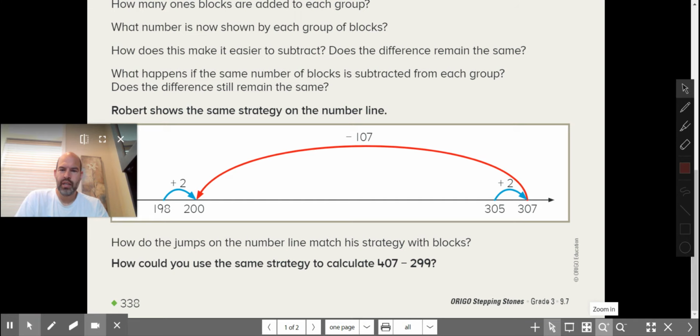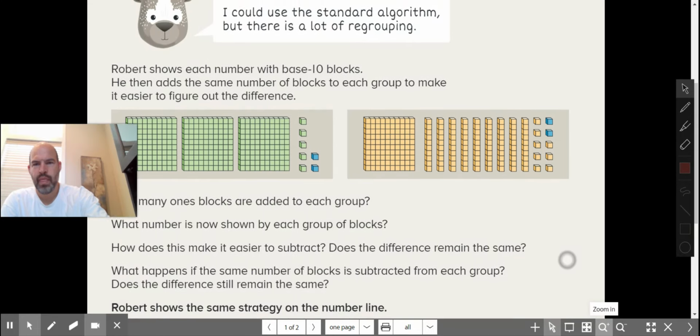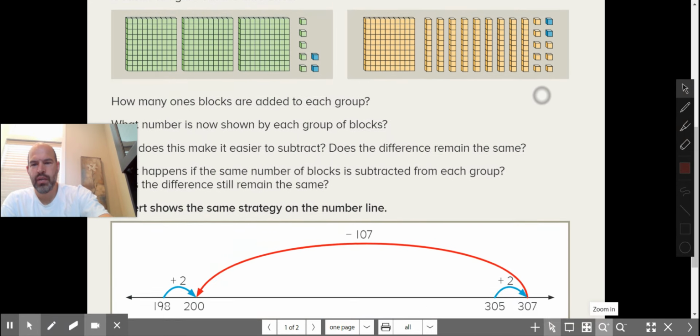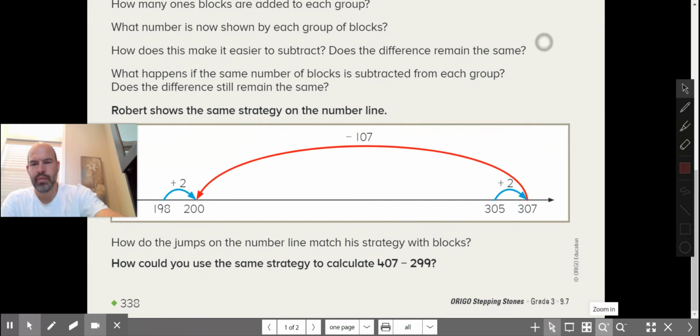So Robert shows the same strategy on a number line. So we're going to look back up here a little bit. Give me a second. So basically what you can see here is the problem of how to solve 407 minus 299 using compensation strategy. There's several ways you could do that, right? Well, the way we're going to approach this problem is we're going to add, hang on, let me get my pen mode.